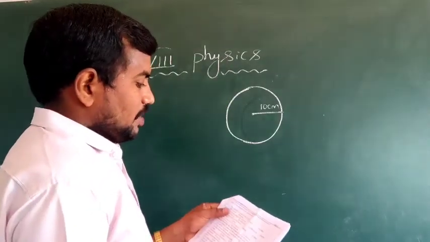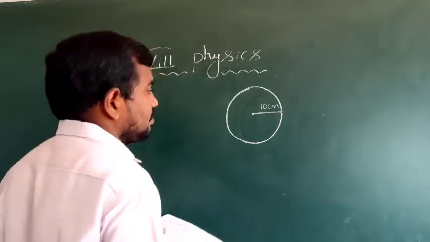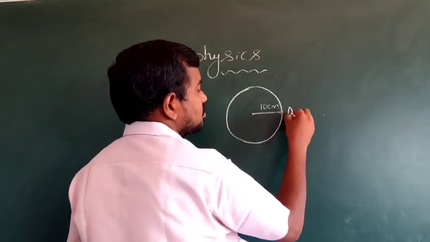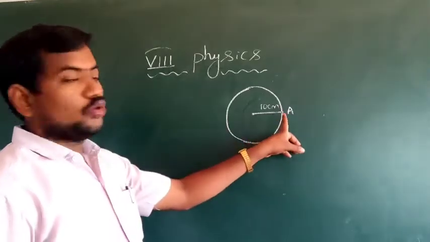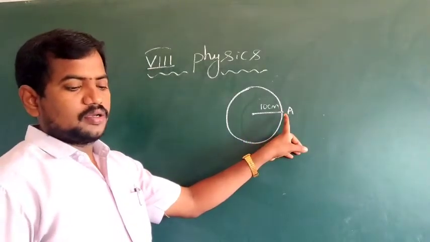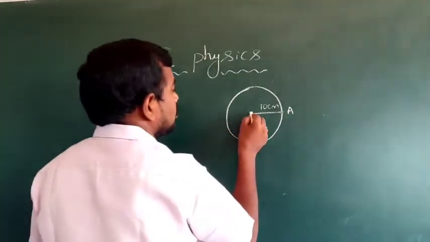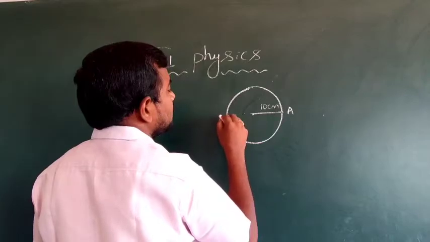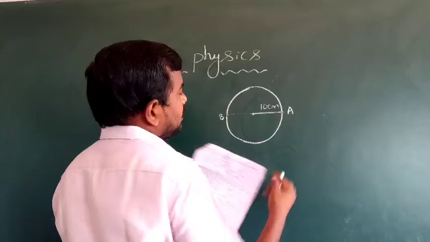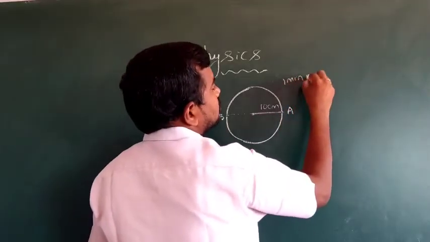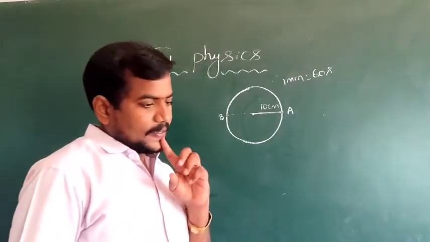If it takes 1 minute to move from a point on the path to the diametrically opposite point, meaning from here, if it starts from here, from a point A on the path to the diametrically opposite point, like this, up to here, let it be B. The time taken by the insect from here to here is 1 minute, that is equal to 60 seconds. So these are the details given to us in the passage.